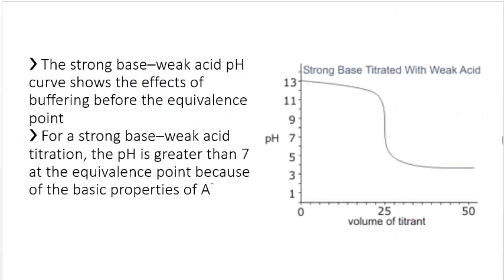The strong base weak acid pH curve shows the effect of buffering before the equivalence point. For a strong base weak acid titration, the pH is greater than 7 at the equivalence point because of the basic properties of the conjugate base.